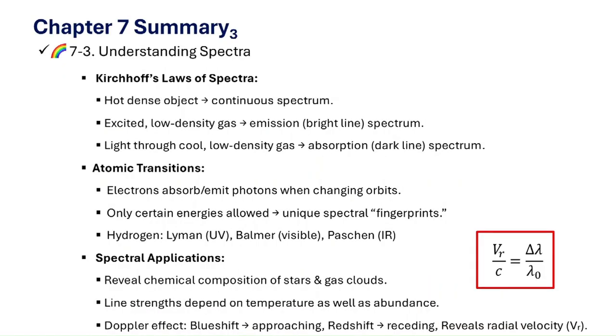Alright, finally we explored spectra. Remember Kirchhoff's laws. A hot dense object gives us a continuous rainbow. A thin gas gives bright emission lines. And if light passes through a cool gas, we see dark absorption lines. Each element has its own unique fingerprint of lines, so we can tell what stars are made of. Next, the Doppler effect lets us measure motion. A blue shift means a star is coming toward us, and a red shift means it's moving away. So spectra are like nature's secret code for composition and motion.